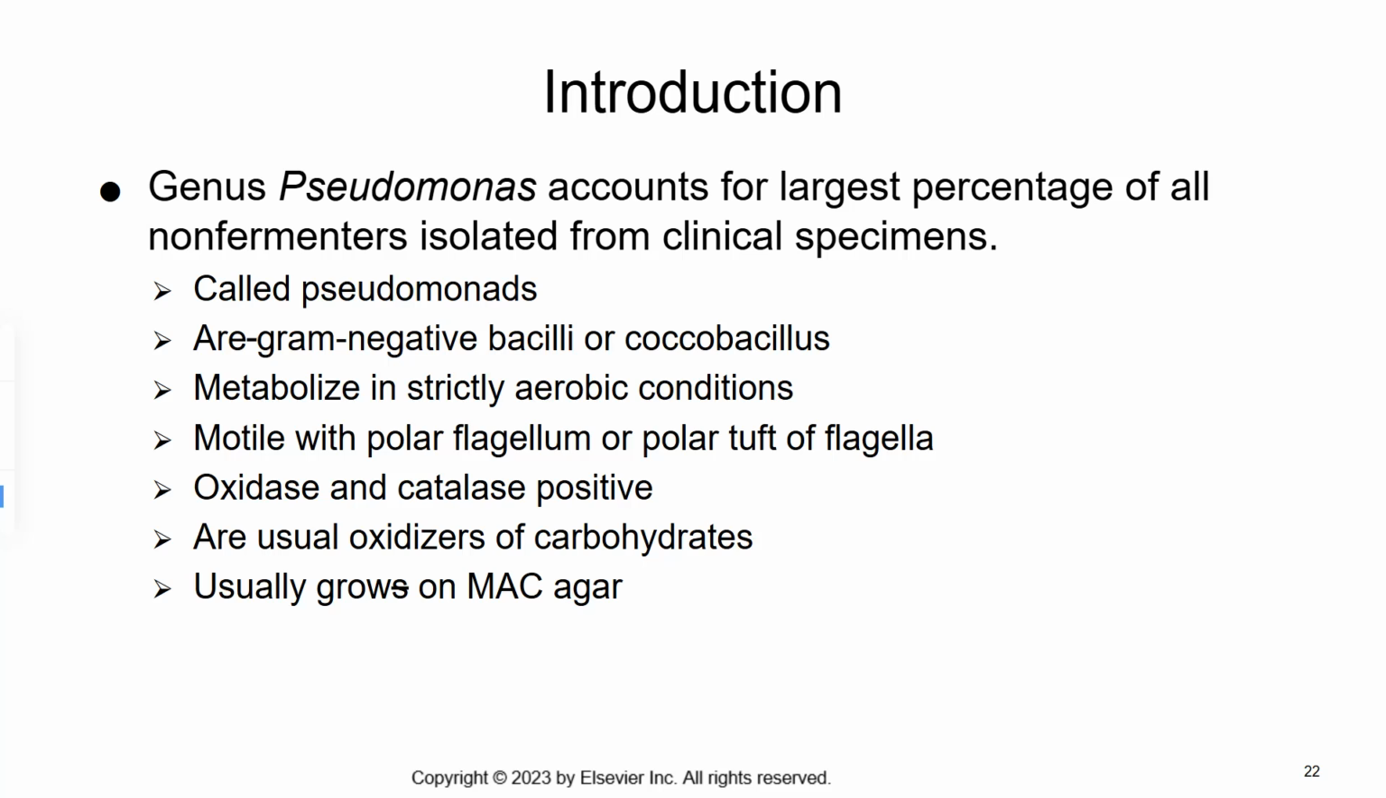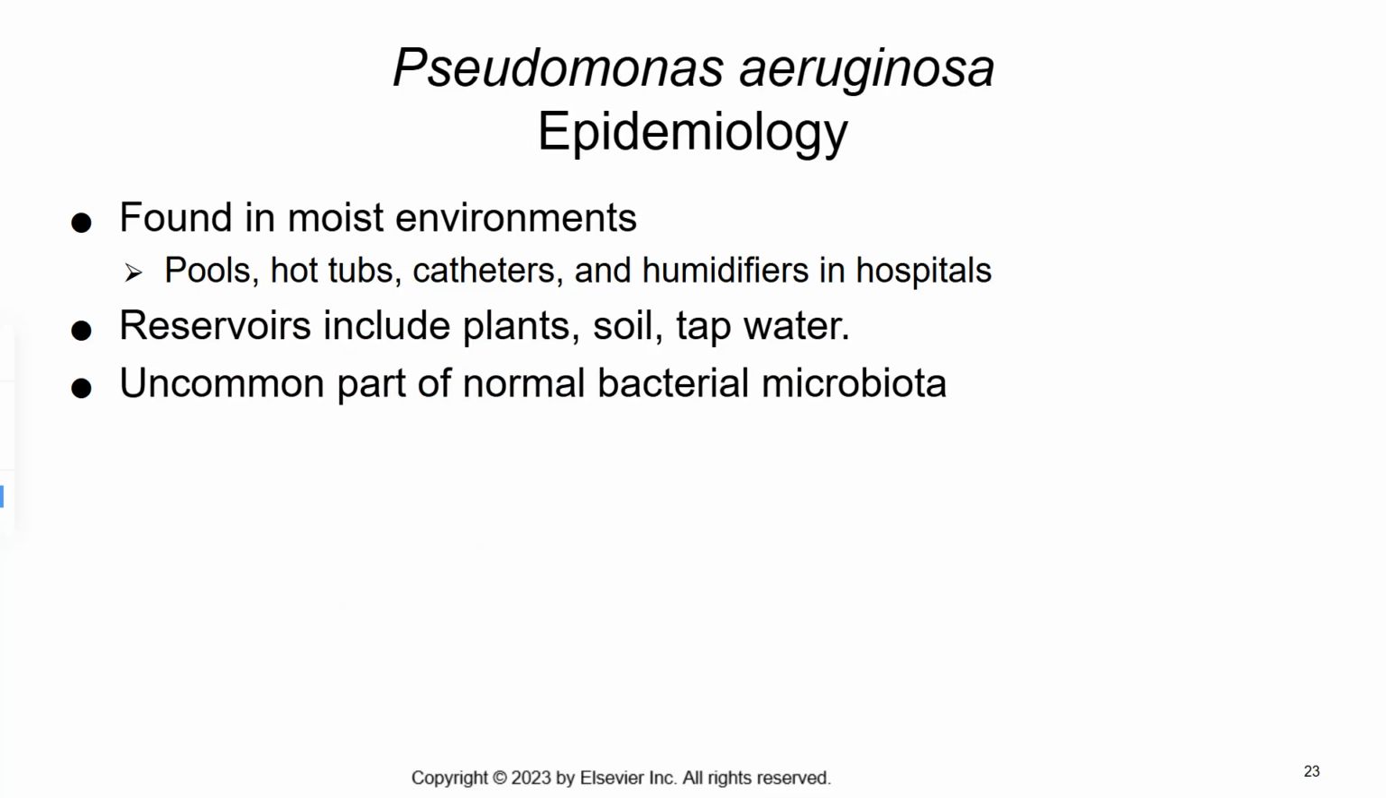Pseudomonas accounts for the largest percentage of all non-fermenters isolated from clinical specimens. They're called pseudomonads. They're gram-negative bacilli or coccobacilli. They metabolize in strictly aerobic conditions, motile with a polar flagellum or polar tuft of flagella. They're oxidase and catalase positive, are usually oxidizers of carbohydrates, and usually grow on MacConkey agar. They're found in moist environments: pools, hot tubs, catheters, and humidifiers in hospitals.